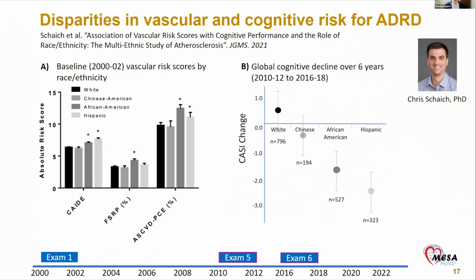We took a look at how this related to change in global cognitive performance between exam 5 and exam 6. So this is using a predictor to look at change that begins 10 years later, and it follows individuals over 6 years.